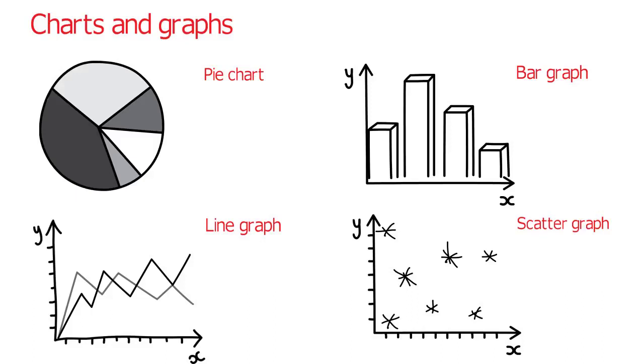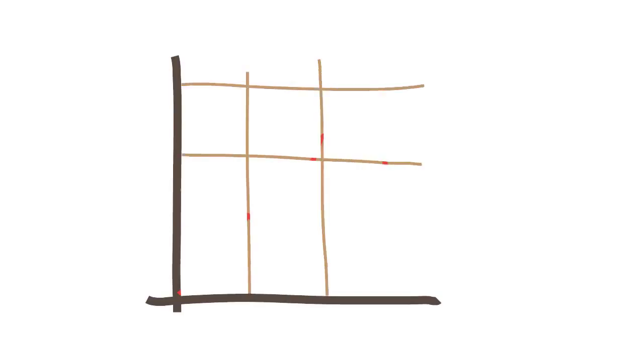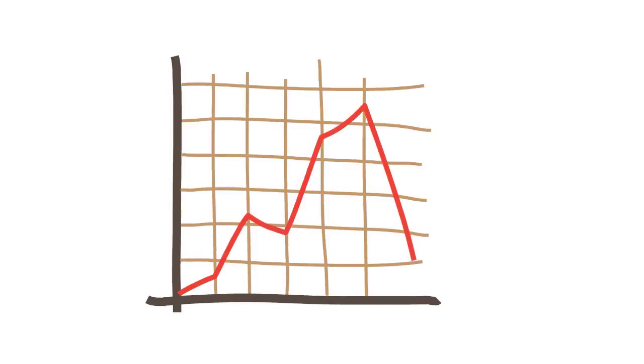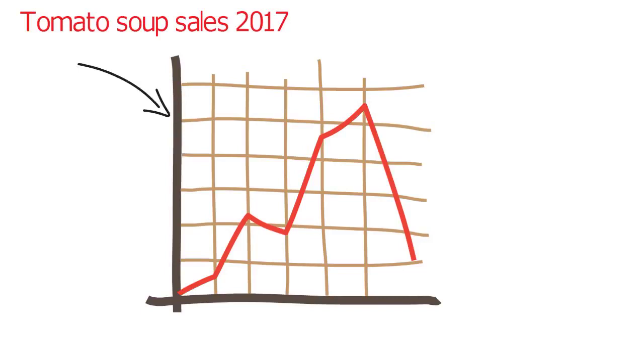But how do we speak about the data? Let's talk about this chart about sales of tomato soup in 2017. Well, first of all, your chart or graph uses two lines called axes. There is an x-axis and a y-axis.